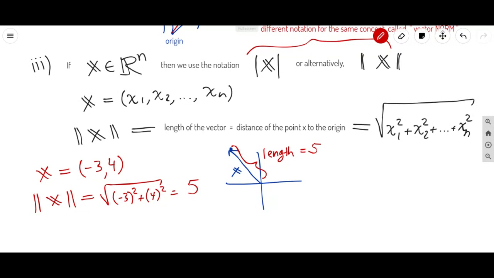I'm not sure what kind of language they use in a calculus class. I'm used to saying norm. That's the way I'm used to saying it. But if you say magnitude, that would also be fine.